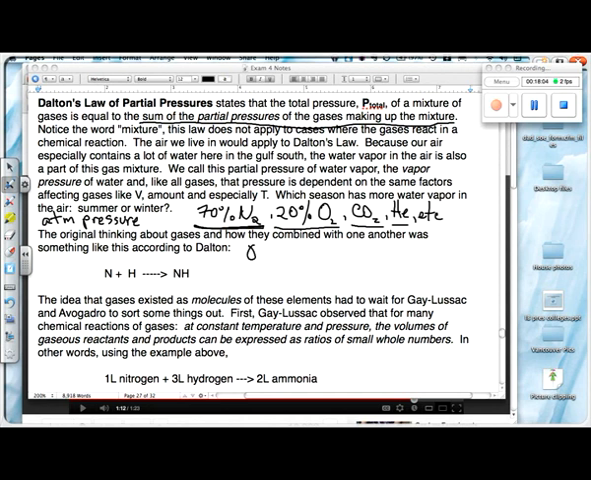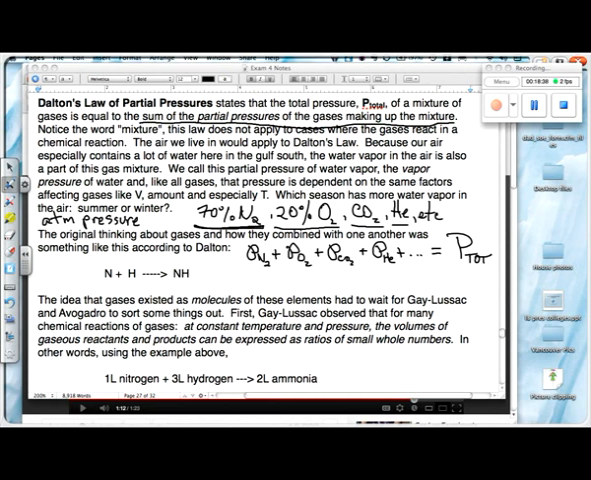These partial pressures are written as lowercase p's. So in the atmosphere, the pressure of nitrogen plus the pressure due to oxygen, plus the pressure due to carbon dioxide, and so on, equals the total pressure, which on any given day changes. Here, where we live at sea level, it's about 1 atmosphere. So the sum of the partial pressures is the total pressure, and that really is all there is to Dalton's law of partial pressures.